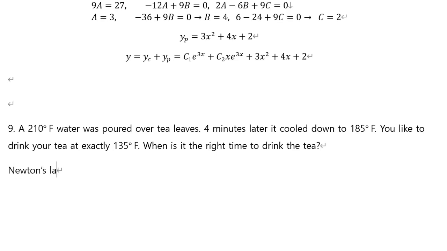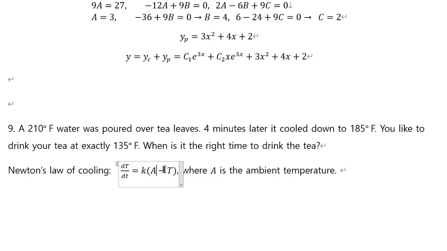Newton's law of cooling, which says that the rate of change of the temperature of an object put in an ambient background temperature is proportional to a constant times A minus T, where A is the ambient temperature.